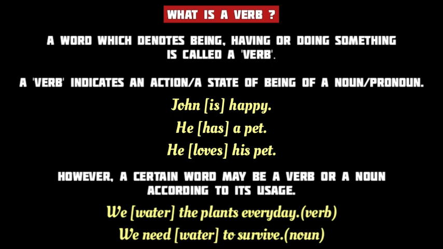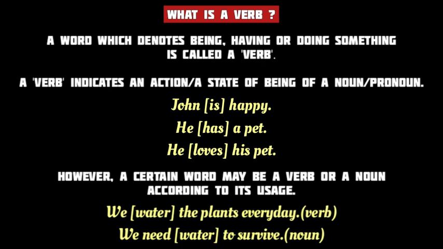For example, in the sentence "John is happy," the word "is" indicates John's being happy. In the next sentence, "He has a pet," the word "has" is a verb because it indicates he is having or possessing a pet. And in the following sentence, "He loves his pet," the word "loves" is also a verb because it shows an action. The verb "loves" denotes the action of loving his pet.